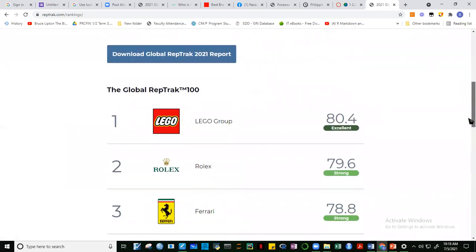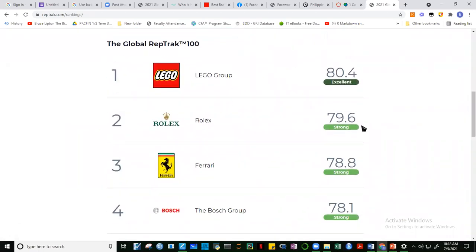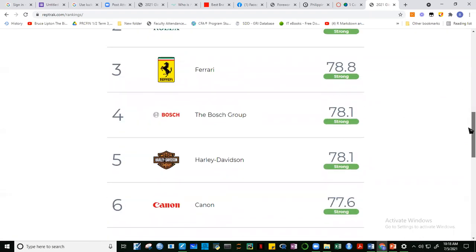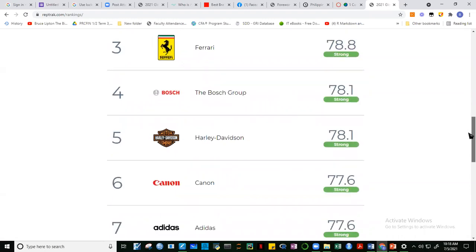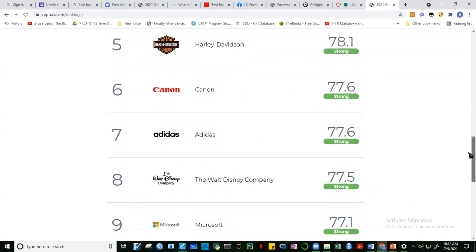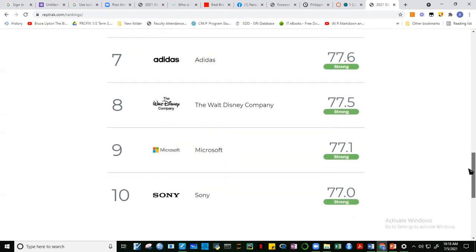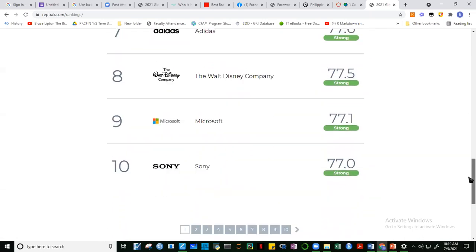Okay, this is their global brand report. Number one is Lego. Very excellent daw is the reputation index, the reputation intelligence of Lego. Next is Rolex, then Ferrari. Bosch, the car parts, auto parts. Harley Davidson is number 5. Canon is number 6. Adidas number 7. Walt Disney, Microsoft, Sony. Okay, so these are the top 10.